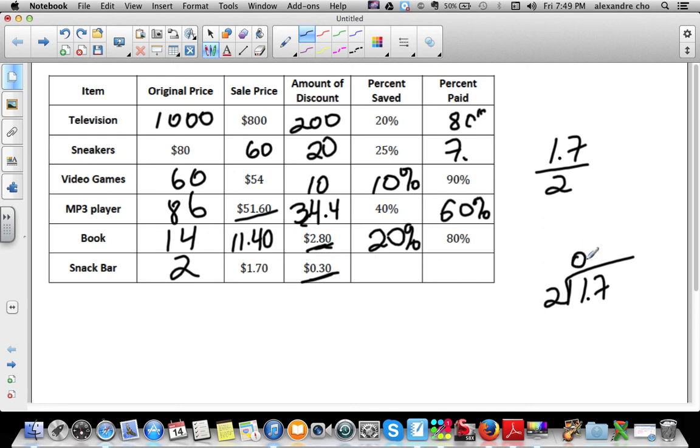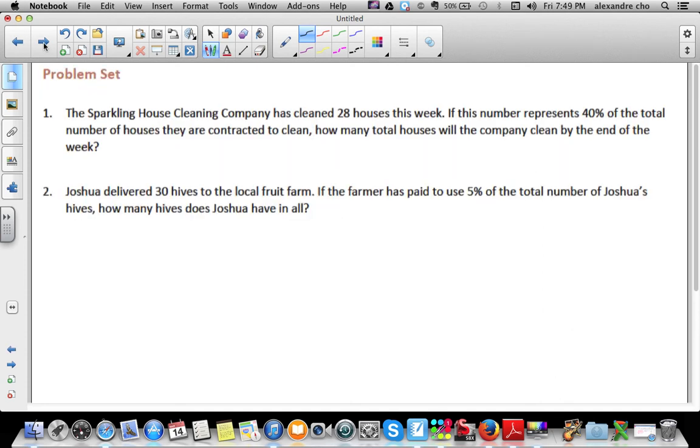Okay, and we're going to do it this way. Let's see. 2 goes into 17 8 times, which is 16. 1 left over, bring another 0 down, and that gives you 10, 5 times. So how much do you pay? 85%. The 0.85 changes to 85%. And what's the percentage you saved? 15%. Okay, because that's the difference between 85 and 100. Alright, that's that for that page. Alright, 2 more questions.